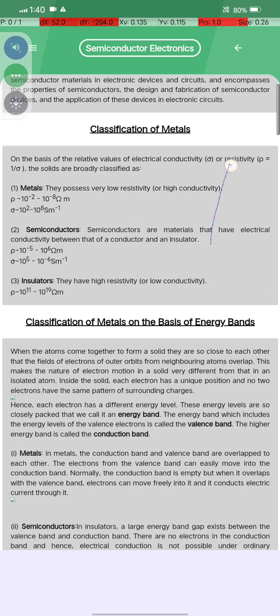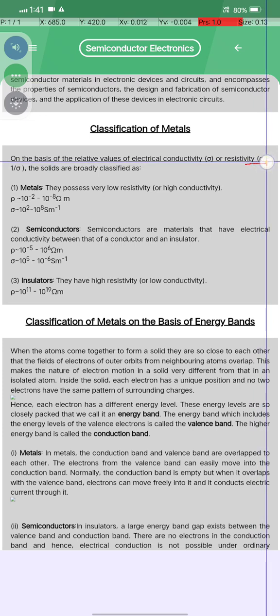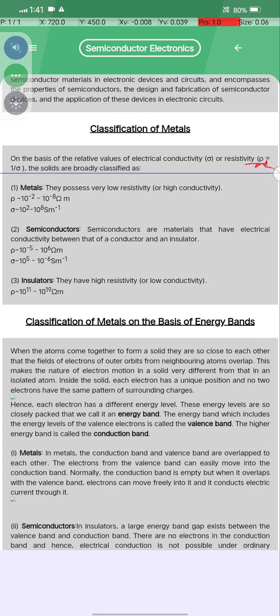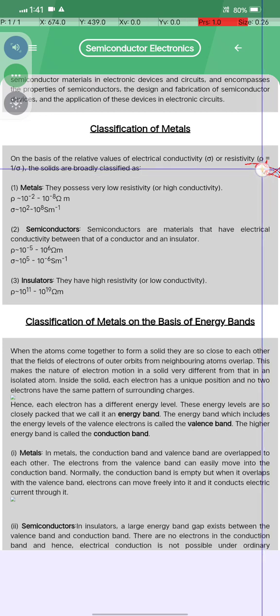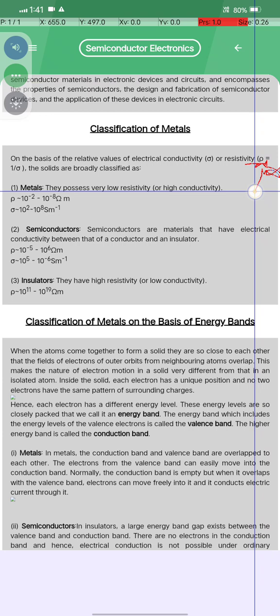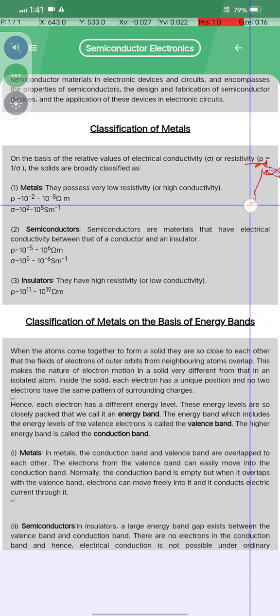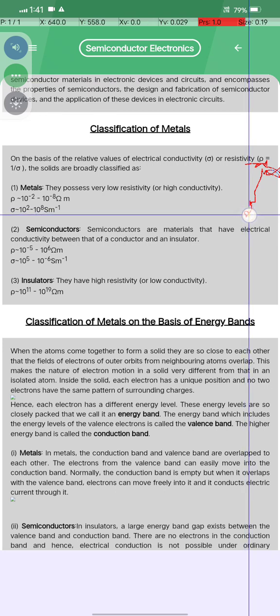Classification of metal क्या होता है? देखो, on the relative value of electrical conductivity σ and resistivity ρ, which is equal to 1/σ, solids are broadly classified as follows. मेटल क्या होता है? They possess very low resistivity and high conductivity. The value of ρ corresponds to 10^-2 to 10^-8 ohm meter. Okay, σ क्या है? 10^2 to 10^8 Siemens per meter.